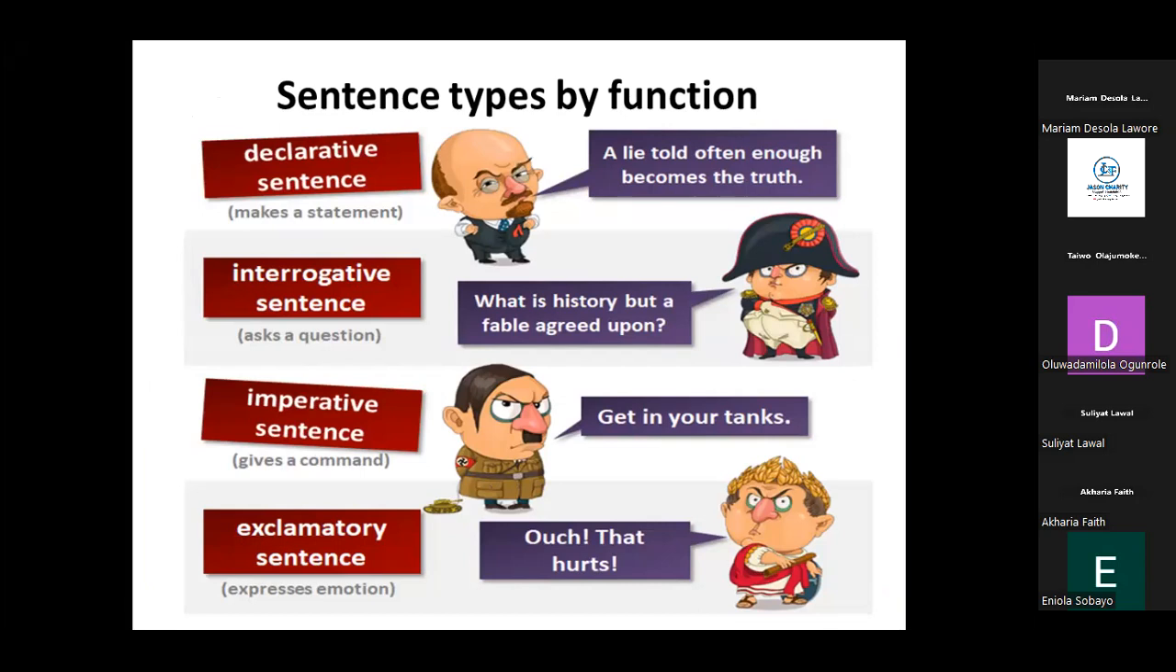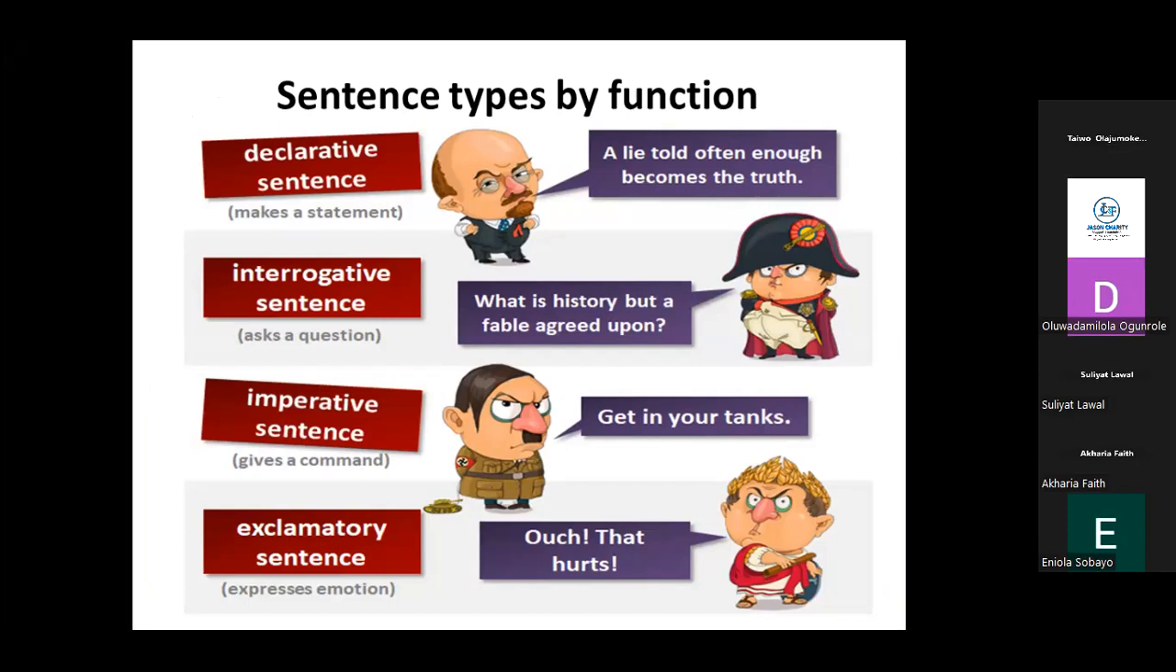And moving on to types of sentences by function. That is, what do we use our sentences for? How do we use them? You can use them to declare a statement. You can use them to ask a question. You can use them to give a command, and then you can use them to express emotions.